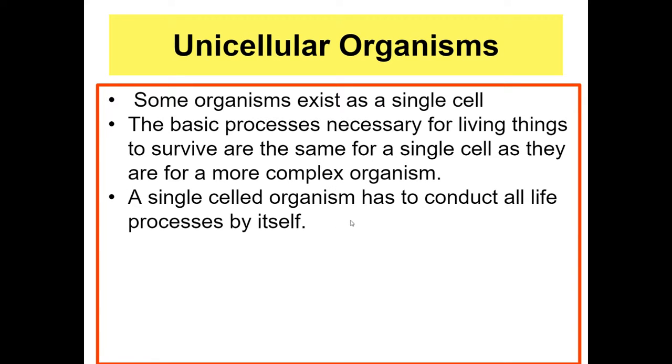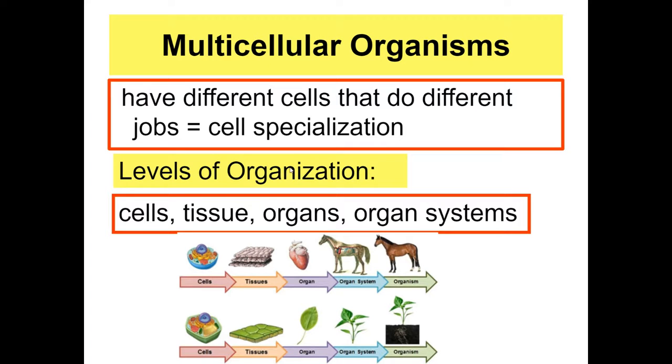So a single cell organism has to conduct all life processes by itself, within that one cell. So if you looked at one of those images I had of a bacteria, there were tons and tons of little dots. Those are the ribosomes. Those are the proteins. They have tons of proteins that will do all of the jobs that a multicellular organism has different cells and different types of cells to do. So whereas single cell organisms have to perform all life functions within one cell, multicellular organisms have different cells that do different jobs, and that's called cell specialization.